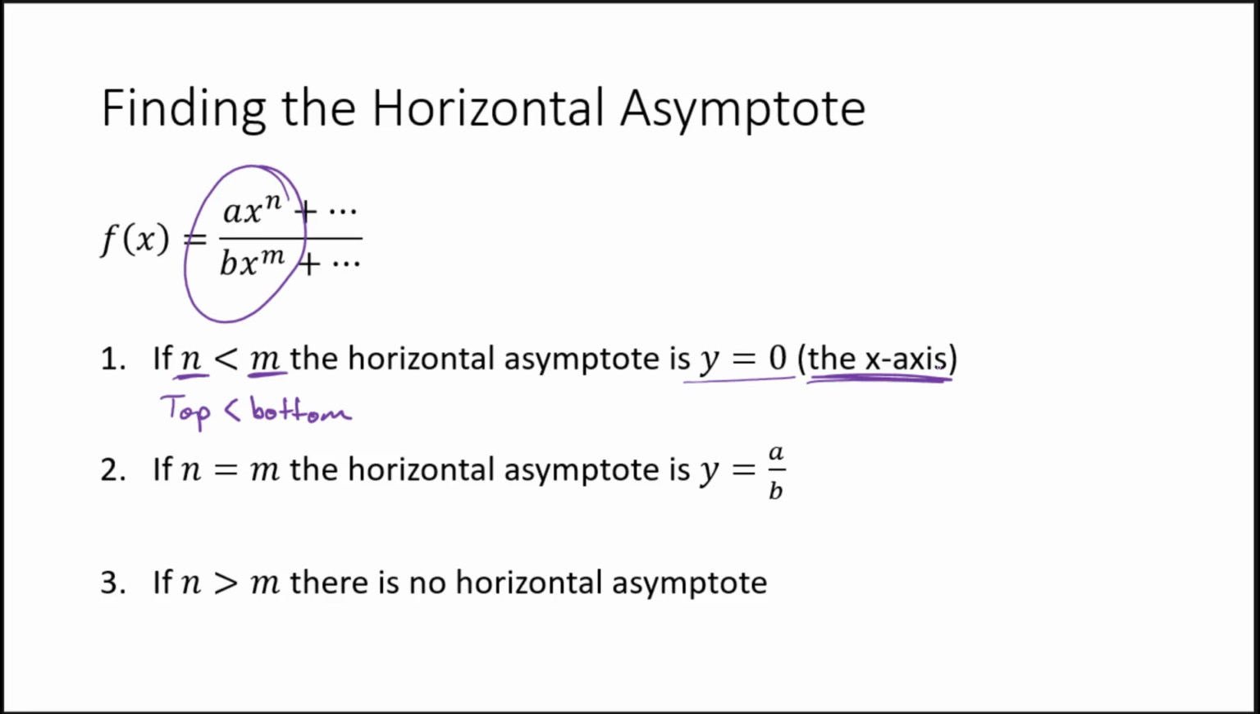Another example where that would be is if I had f of x equal to, let's say, x plus 2 over x squared minus 4. I look at my powers. The power in the numerator is a 1. The power in the denominator is a 2. Since 1 is less than 2, my horizontal asymptote is y equals 0.